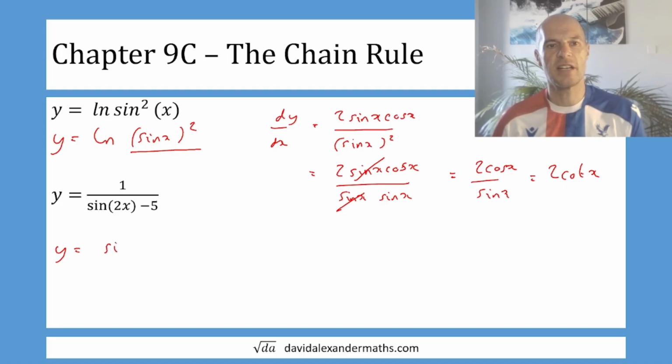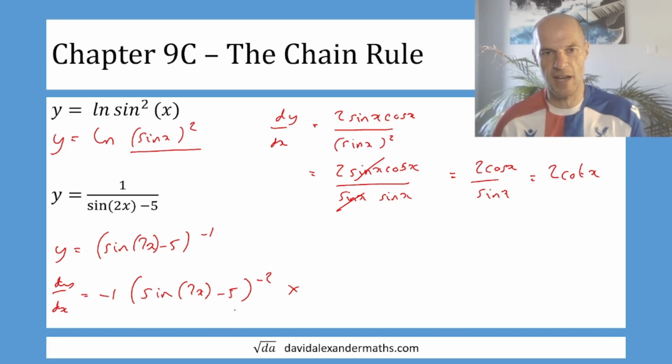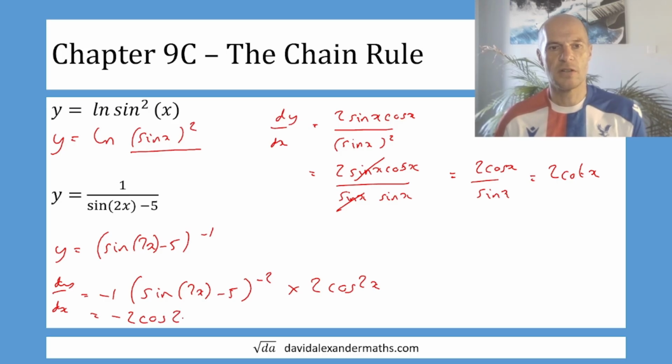Okay, for the second example, we've got this horrible stuff as a denominator, but we can write that as y is the sine of 2x minus 5, to the power of minus 1. So therefore dy by dx is going to be, power comes down to the front, minus 1 lots of sine of 2x minus 5, reduce the power by 1, multiplied by the derivative of the sine of 2x minus 5. The derivative of minus 5, well, we can just forget about that. The derivative of the sine of 2x is 2 cos 2x. So we can tidy this up. That can become minus 2 cos 2x, sine 2x minus 5 to the power of minus 2.